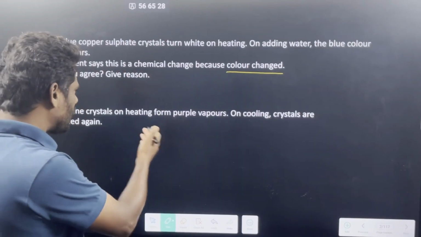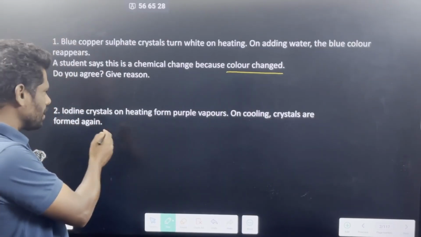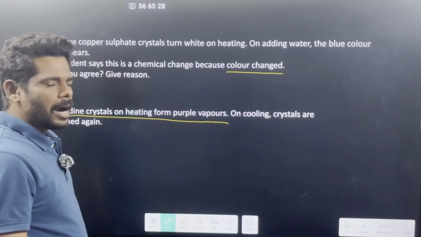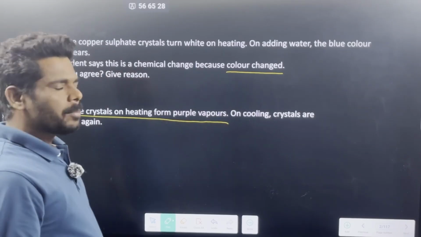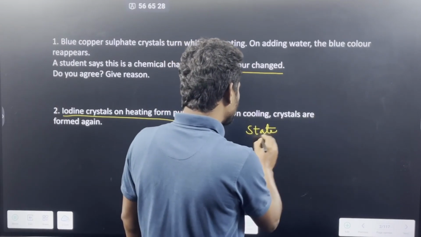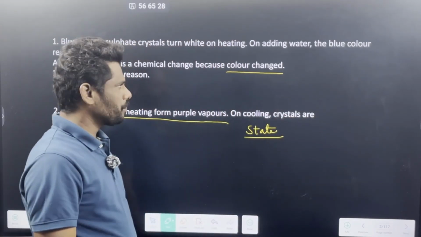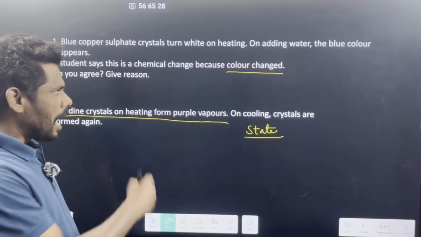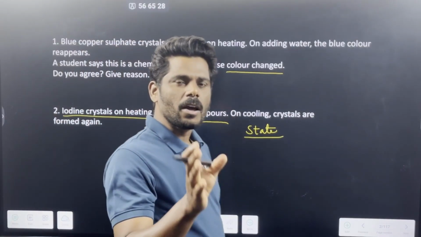And when it comes to another example here, another question: iodine crystals on heating form purple vapors, on cooling crystals formed again. So in this case, change in the physical state happened. So what about these two changes? Are these chemical changes or physical changes?